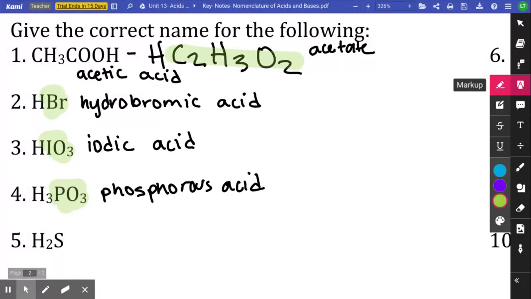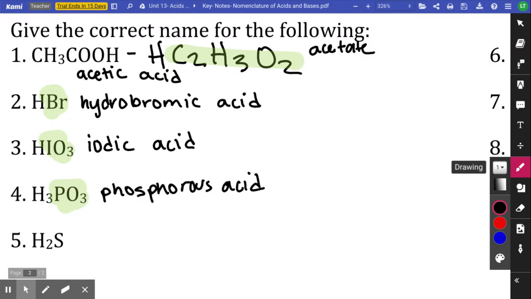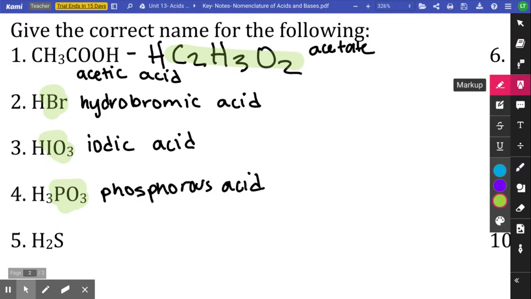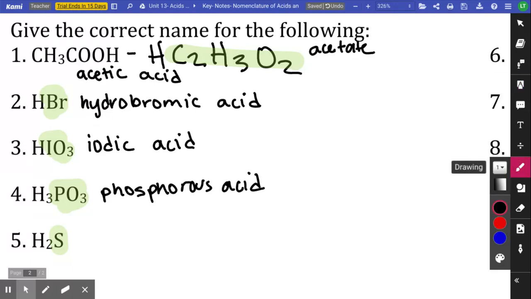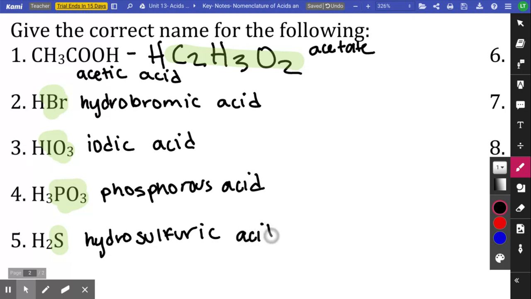All right. And then our next one, we have H2S. That is binary because it's made out of two elements. Our anion is sulfur, so it's binary. So we know we're going to add the prefix hydro. So hydro, and then we're going to change our ending to ic. Once again, it's sulfur, so you're going to write out sulfur and then add your ending to that. So sulfuric acid.